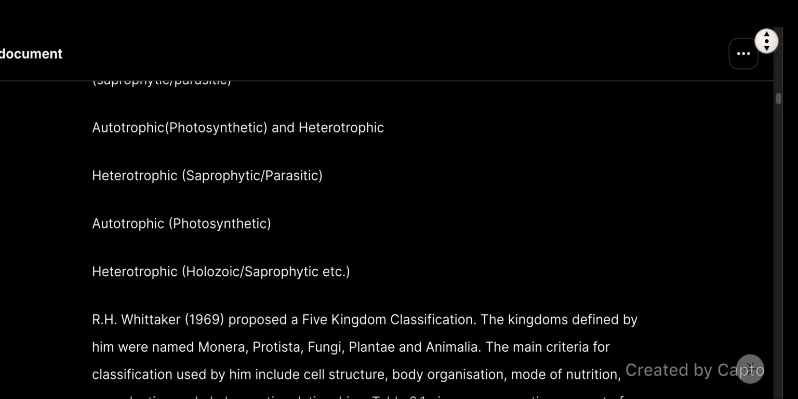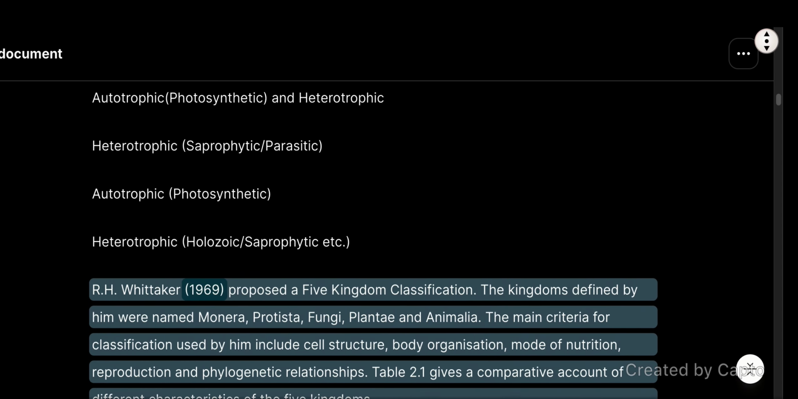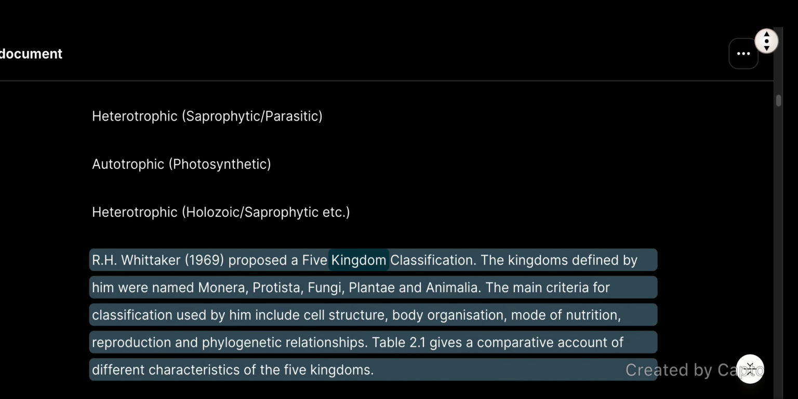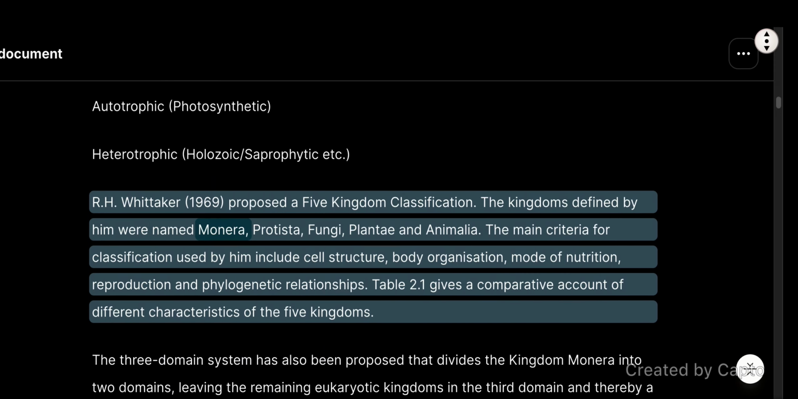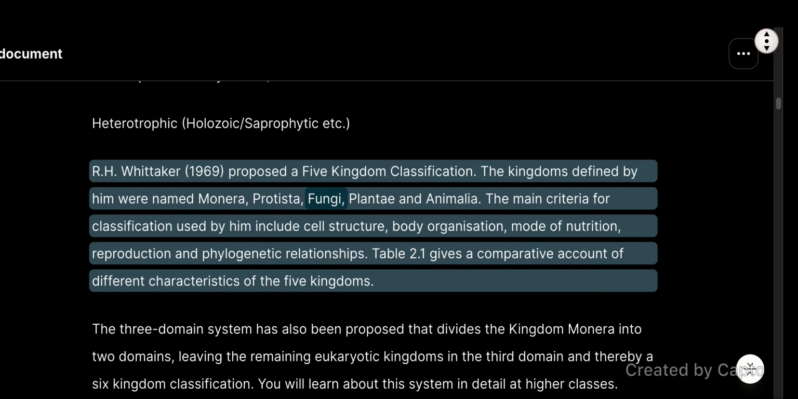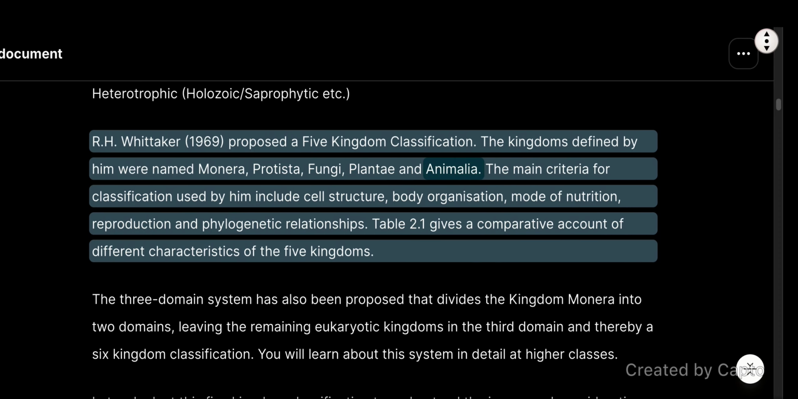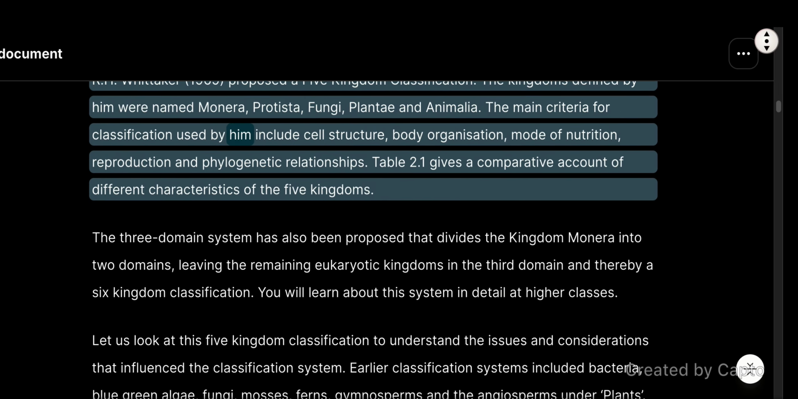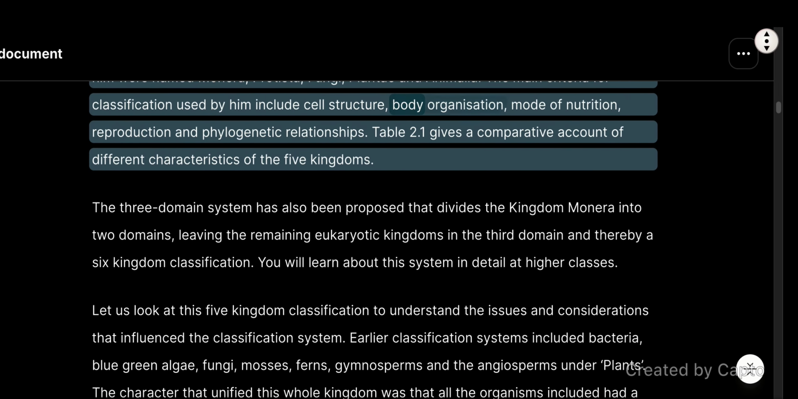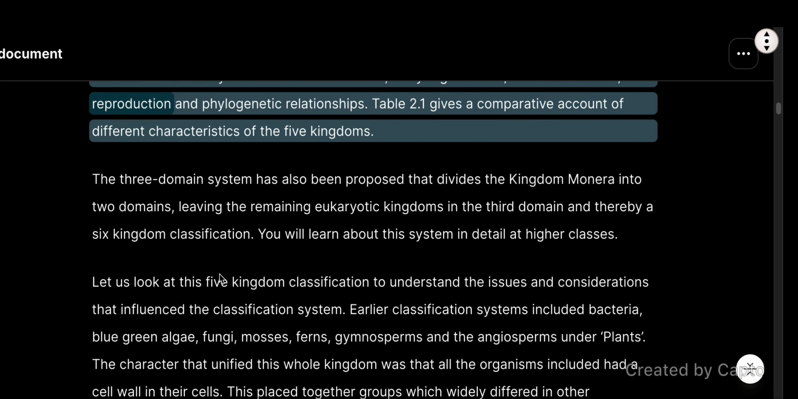Holozoic/saprophytic, etc. R.H. Whittaker, 1969, proposed a 5-kingdom classification. The kingdoms defined by him were named Monera, Protista, Fungi, Plantae, and Animalia. The main criteria for classification used by him include cell structure, body organization, mode of nutrition, reproduction, and phylogenetic relationships. Table 2.1 gives a comparative account of different characteristics of the 5 kingdoms.